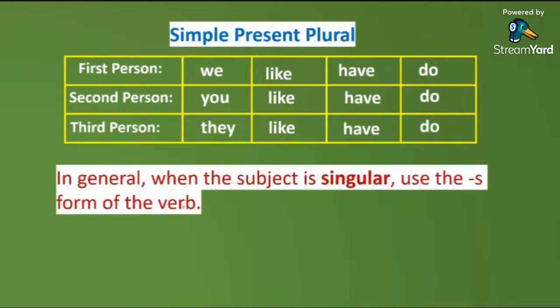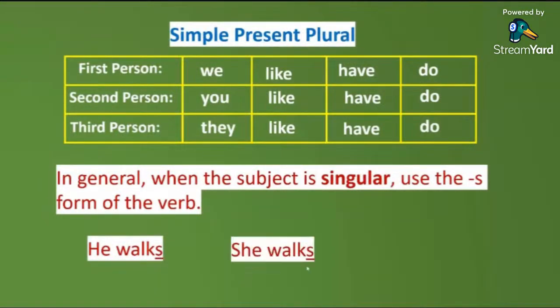In general, when the subject is singular, use the S form of the verb. Example, he walks. She walks. It jumps.